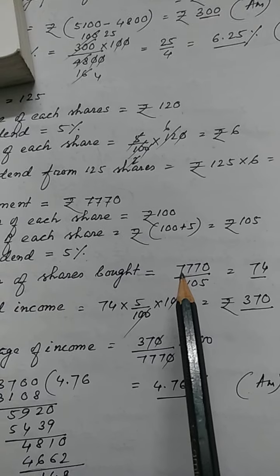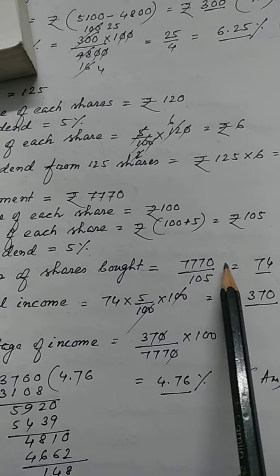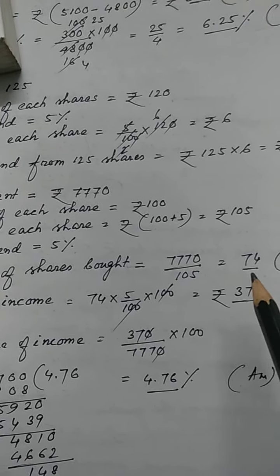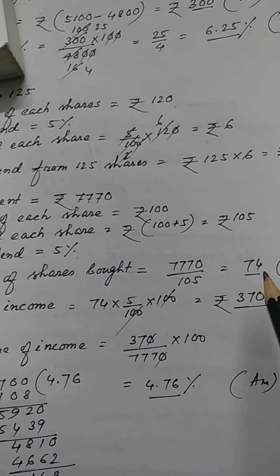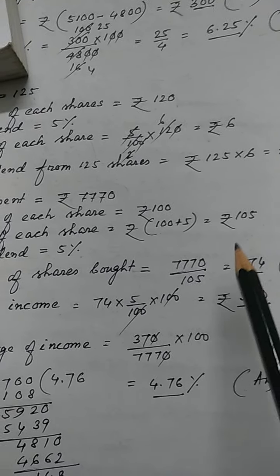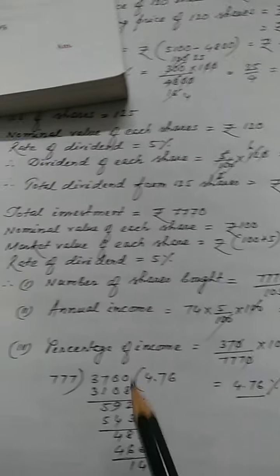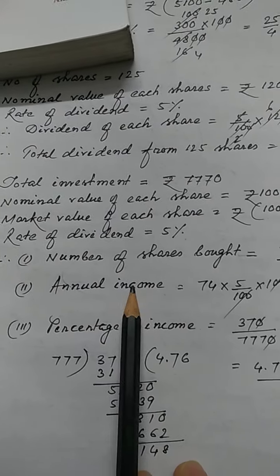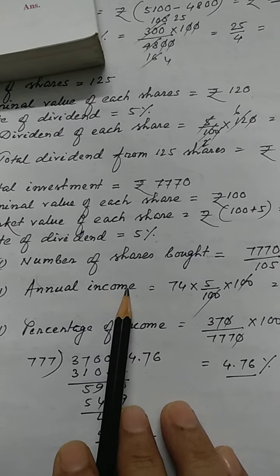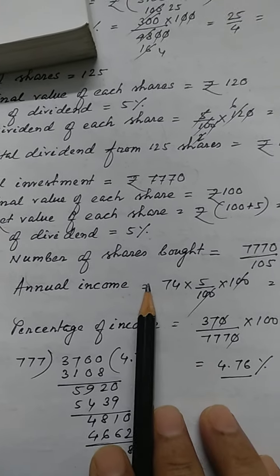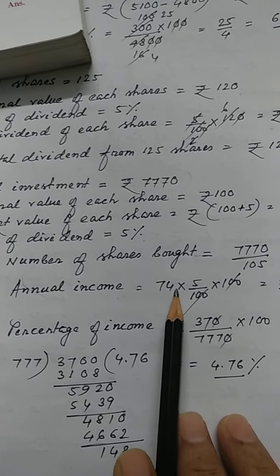So I divide 7,770 by 105, and that is 74. So 74 shares he bought. Now the annual income. Annual income means the dividend he received on 74 shares.